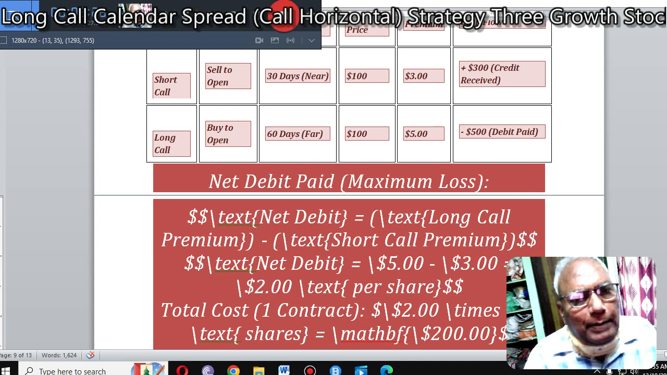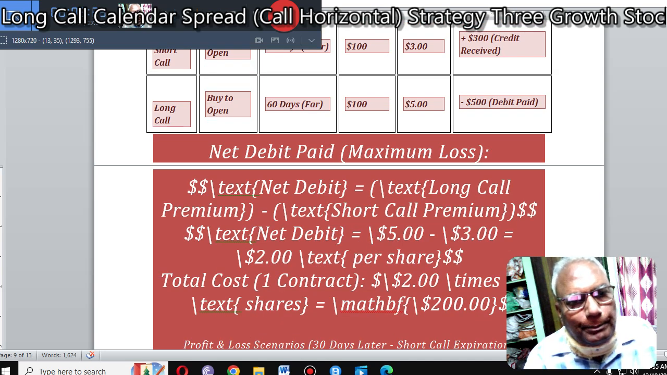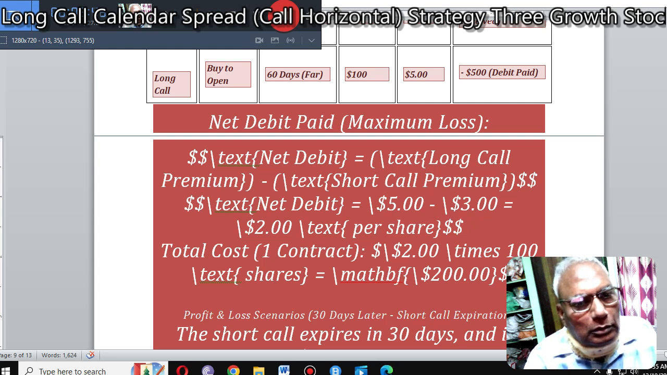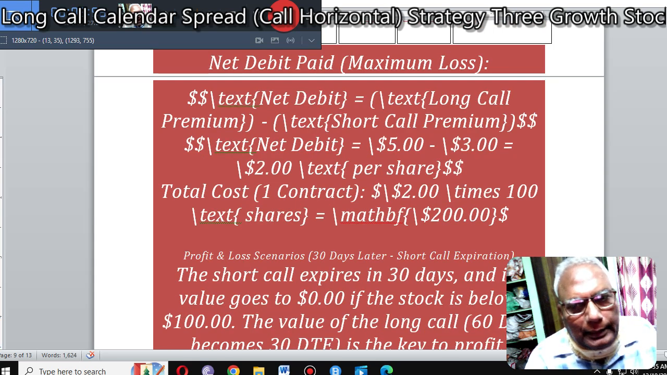Net debit paid is the maximum loss. Net debit equals long call premium minus short call premium. Net debit equals $5 minus $3, equals $2 per share. Total cost for one contract of 100 shares is $2 times 100, which means $200.